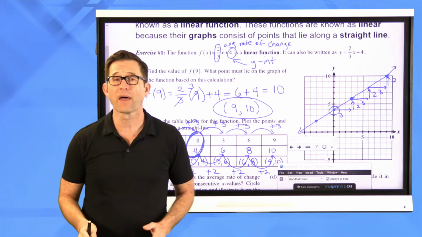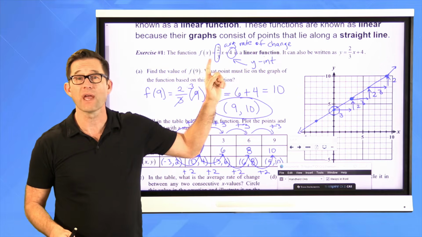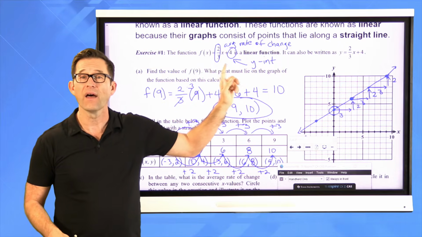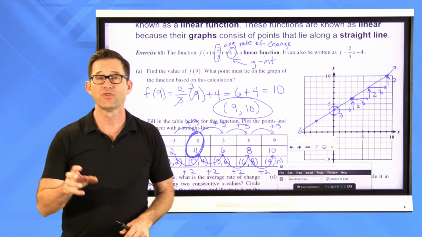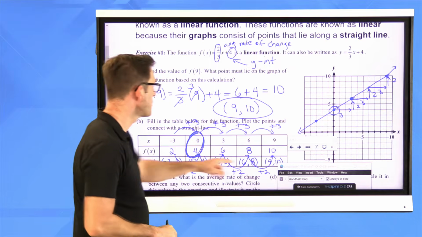I'm hoping that a lot of this sounds familiar from your last math class. In your last math class, you should have learned that the slope, or the rate of change of the line, will always be the coefficient of x, and the y-intercept will always be the number that is added on to that x term. So in fact, let's kind of summarize this.